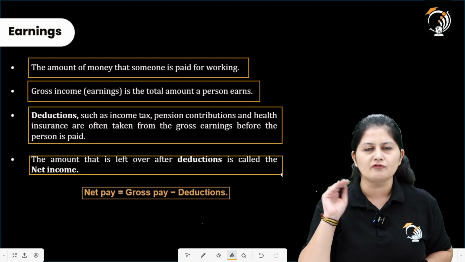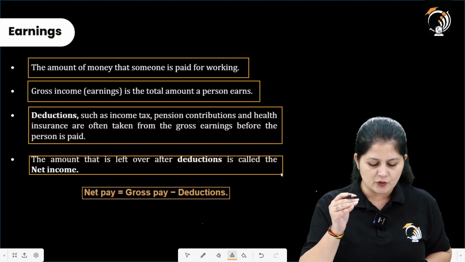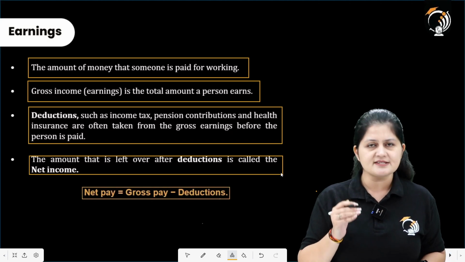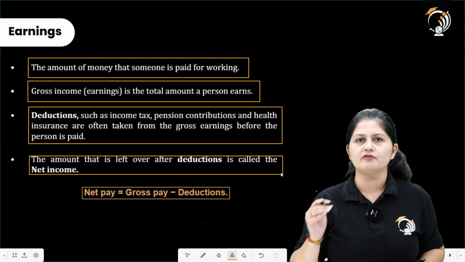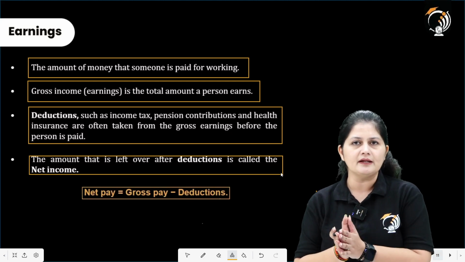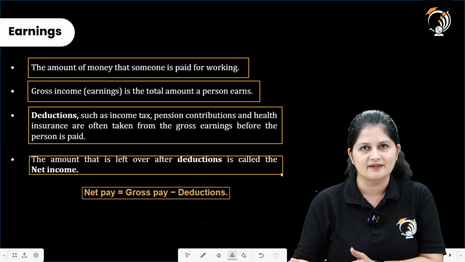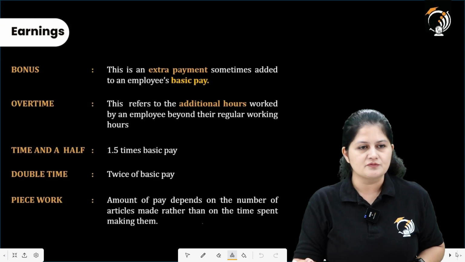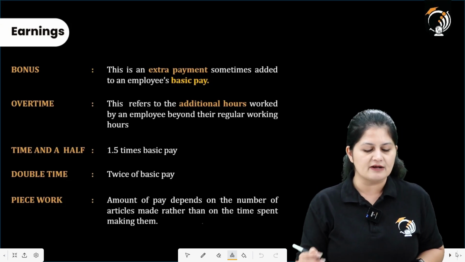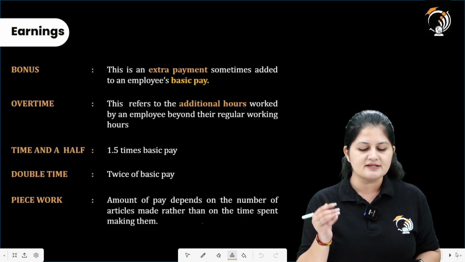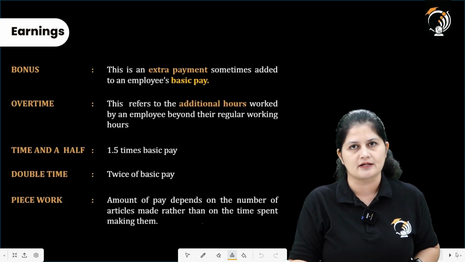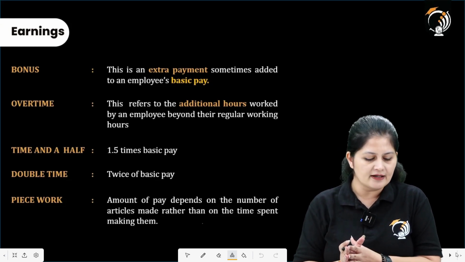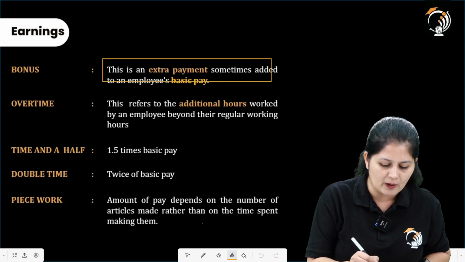So talking about the formula for the net pay, it goes as gross pay minus deductions. That is the formula that we are going to use in order to find out what the net pay received by anyone is. Okay, clear? Now further, let's understand some more terms, which involve firstly the bonus. What is bonus? Bonus is an extra payment sometimes added to an employee's basic pay. So you might get a bonus in certain cases. That is an extra payment that you are getting.